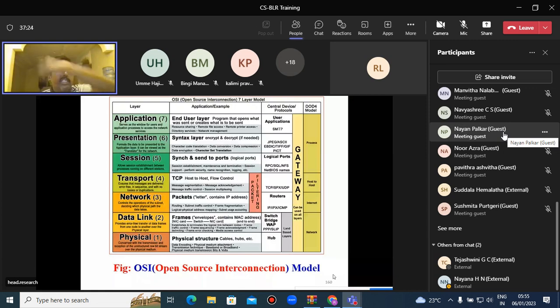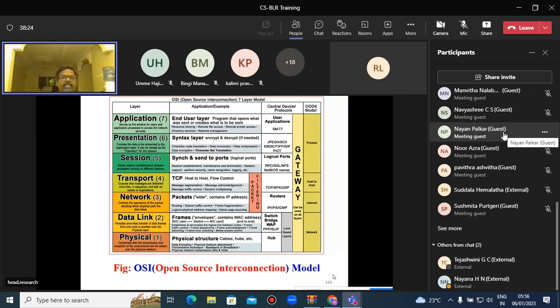Then session layer. Session layer allows session establishment between processes running on different stations. It uses synchronization and sends to ports, that is called logical ports. So in this one we are using services and functions like session establishment, maintenance and termination, session support, performing security, name recognition, logging, etc. It uses central device or protocols, logical ports, RPC, SQL, NFS, NetBIOS names, and as usual it uses a gateway, can be used on all layers, and it is related to the DoD model, which is related to process.